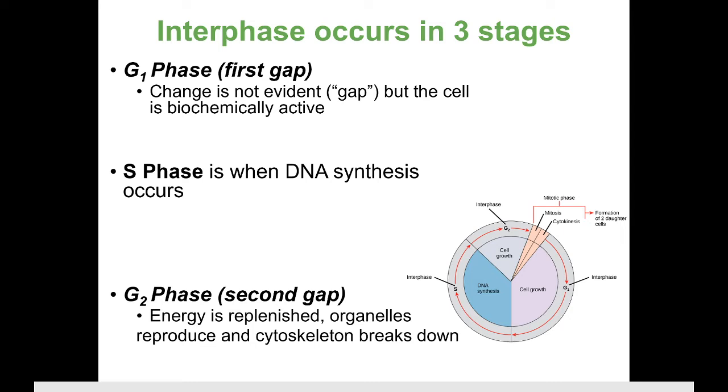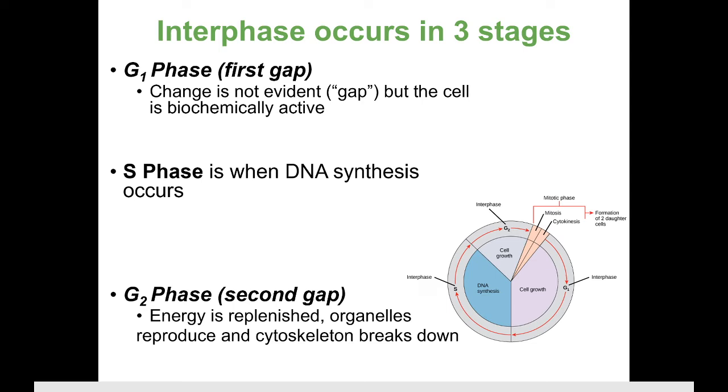Then it moves into the S phase, and in the S phase is when the DNA synthesis occurs. So our last chapter test covered the structure and function of DNA. It covered DNA replication. This is where DNA replication occurs. So all of that stuff we learned just a few weeks ago with the Okazaki fragments and the leading and lagging strand and why we are making a copy of our DNA, this is when that happens. It happens during the S phase of interphase.